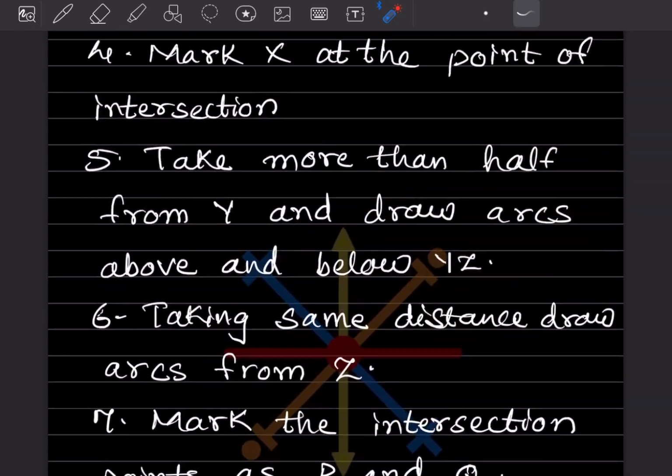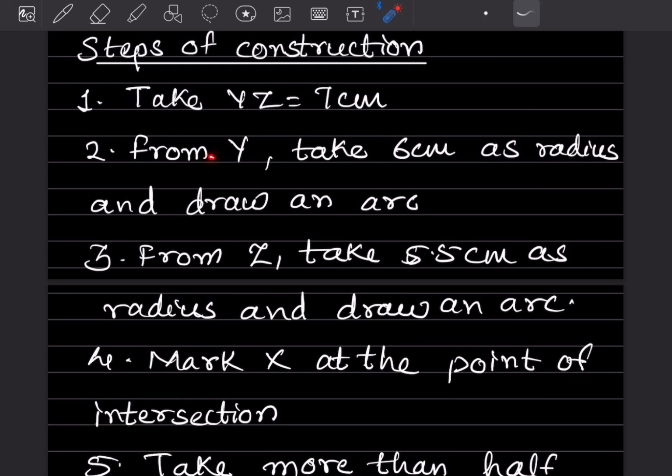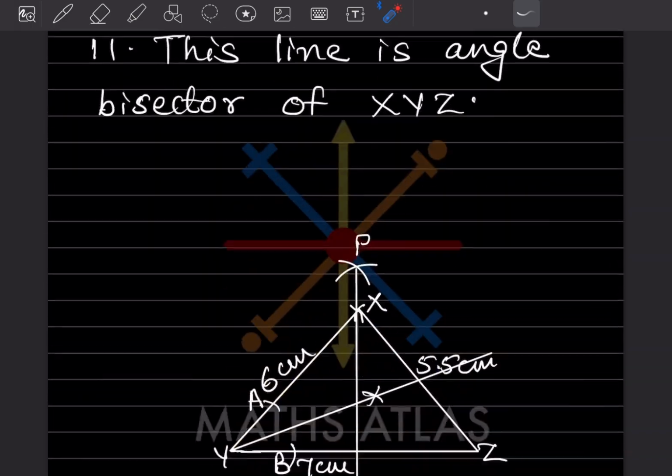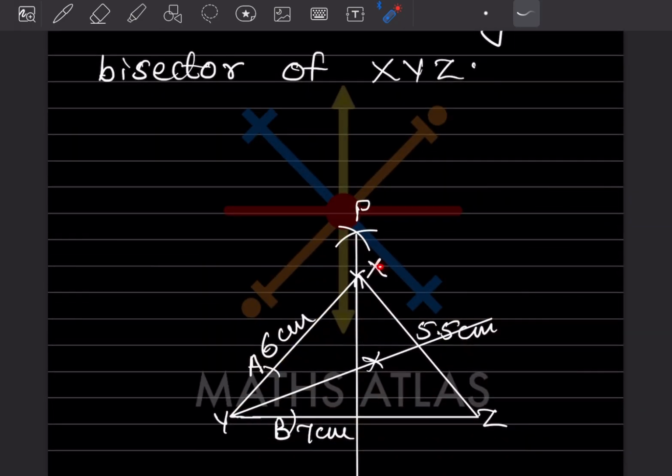So this is given here. See, from Y take 6 centimeters radius and draw an arc. From Z take 5.5 centimeters radius and draw an arc. And then what you have to do, mark X at the point of intersection here. We have marked this as X.